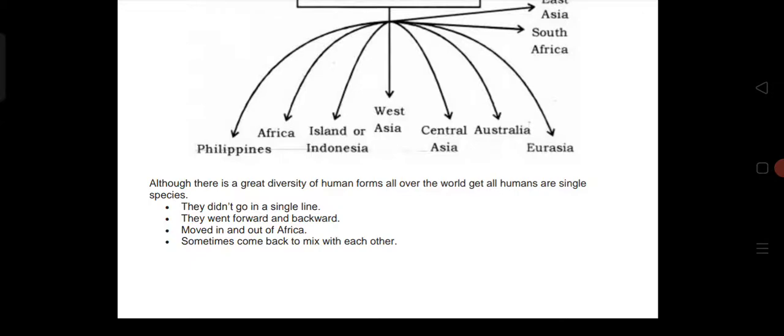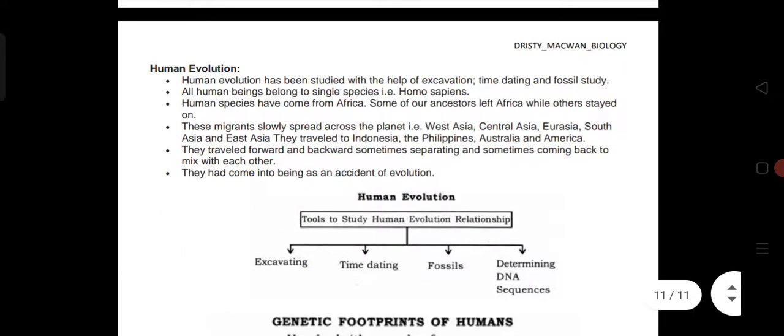So this is all about human evolution, and here we complete this chapter.